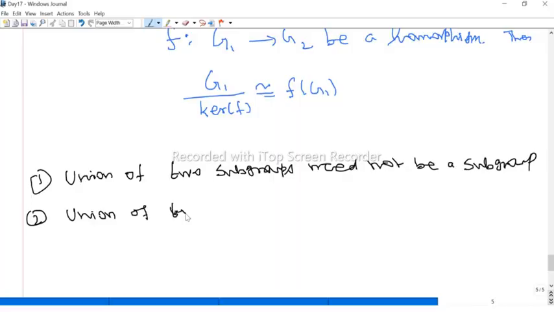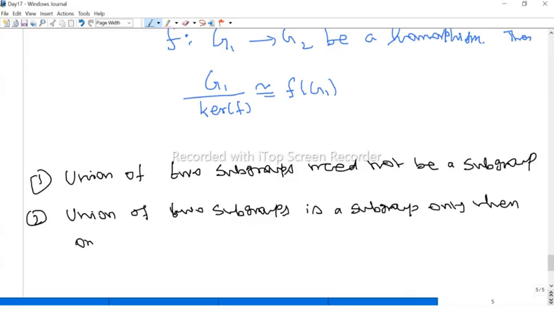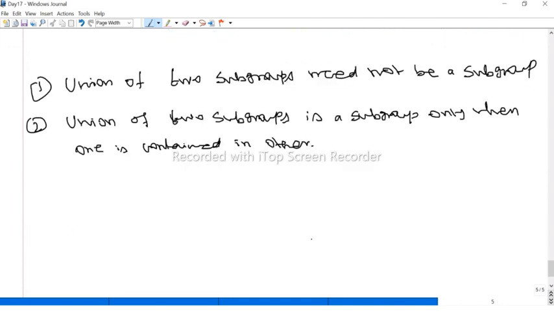Union of two subgroups is a subgroup only when one is contained in the other. If you take H and K, two subgroups, H union K is a subgroup only if either H is contained in K or K is contained in H. So only when one is contained in the other. Otherwise, the union need not be a subgroup.